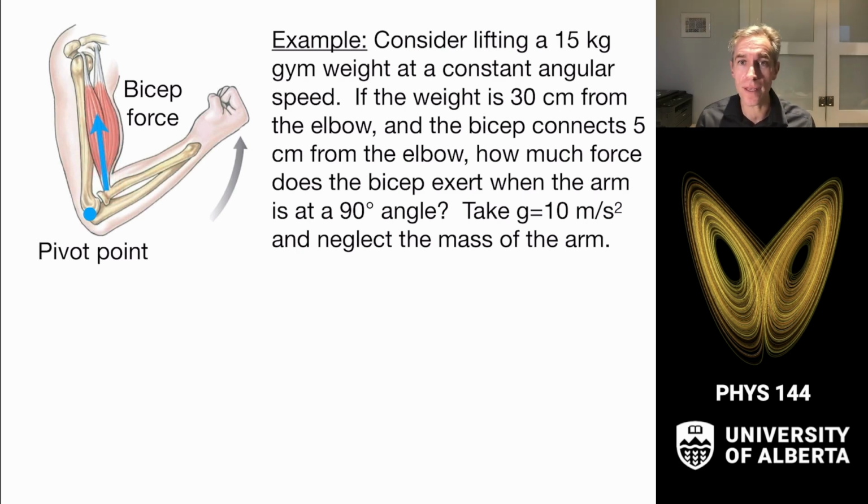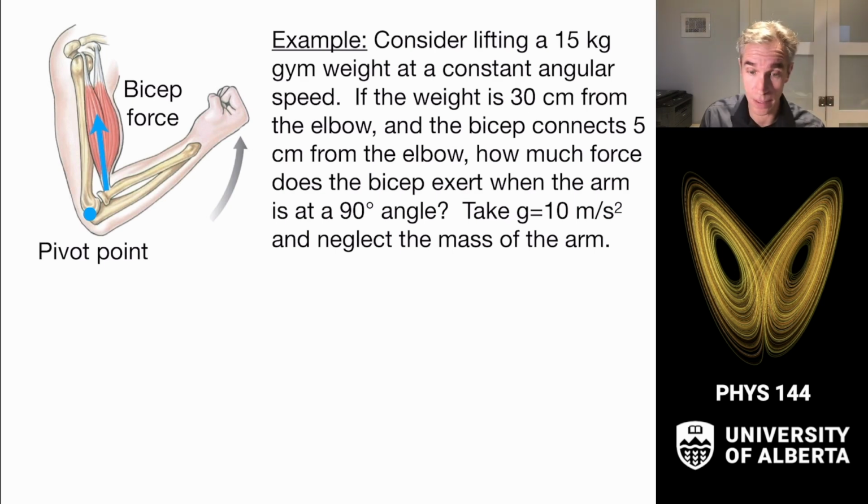And you'll notice that your bicep connects to your elbow joint quite close to the pivot point. You don't have a tendon or anything that runs from your shoulder straight across to your wrist. It connects down here at your elbow. So we can set this up as a torque problem.